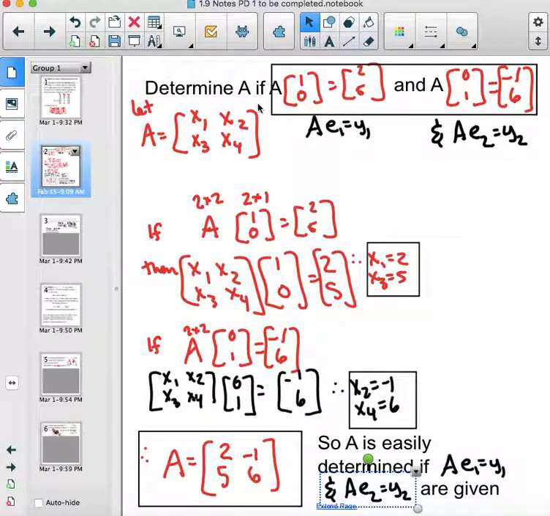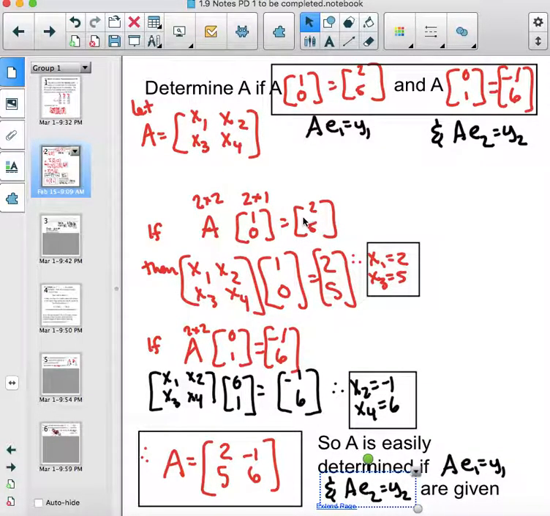So determine A, what is A? If A times the column vector E1, which is 1, 0, is equal to 2, 5, and A times the column vector E2, or 0, 1, is negative 1, 6. What this means is A times E sub 1 is Y sub 1, and A times E sub 2 is Y sub 2. A has got to be a 2 by 2 matrix. This is a 2 by 1 matrix, a 2 by 1 matrix, so this is 2 by 2, and made up of x1, x2, x3, x4.